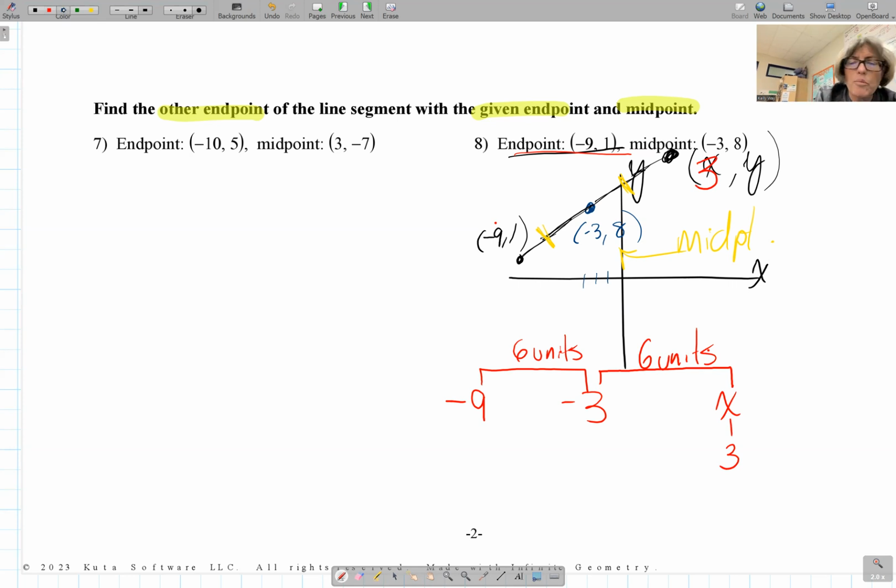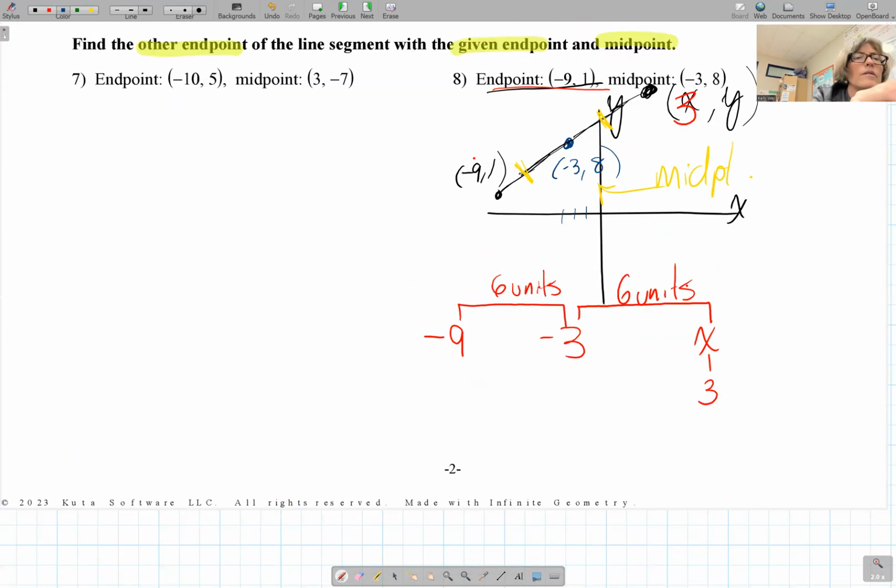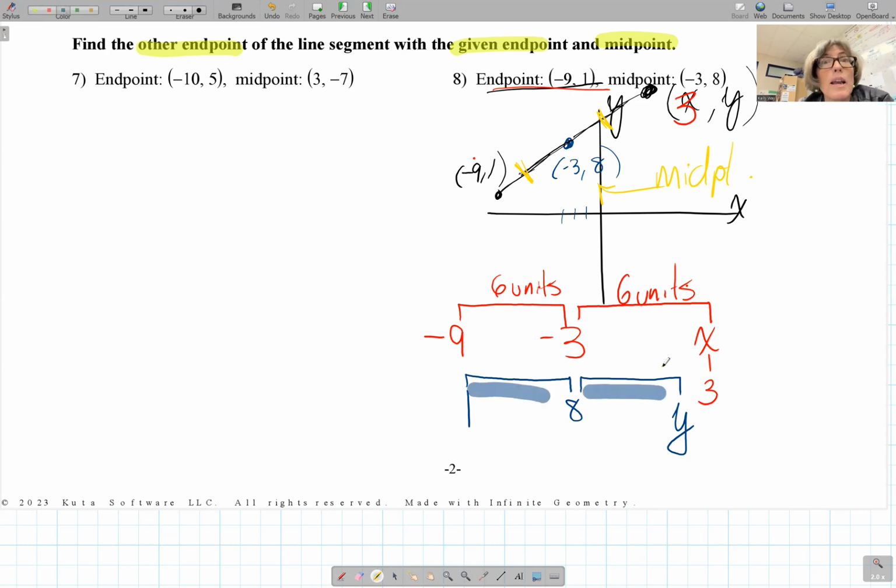You go through the same process for the Y. I have a 1, and I am traveling to 8. I find my units between each of these, and then I figure out what that Y coordinate is, following the same process.